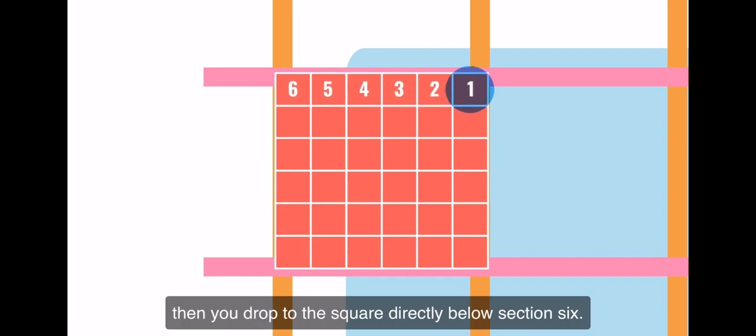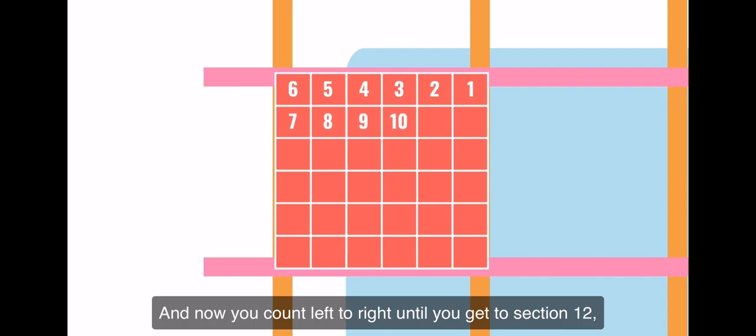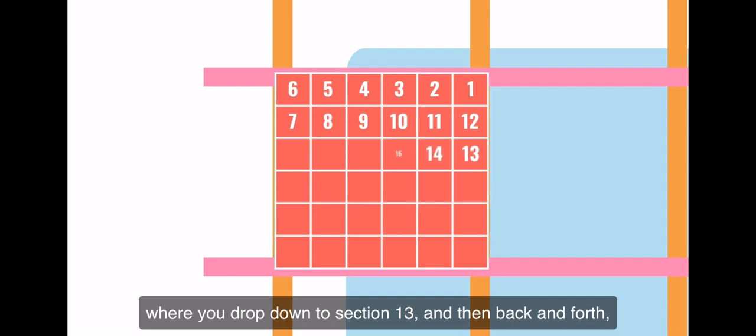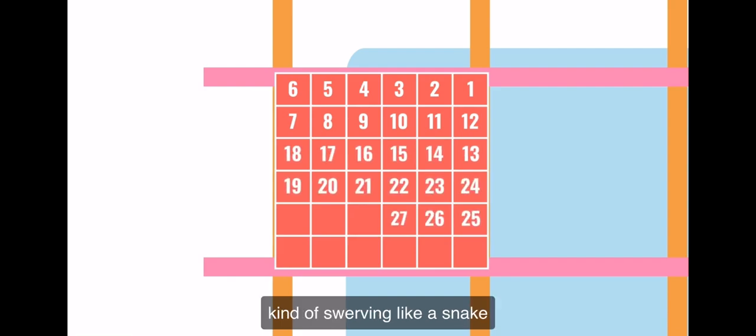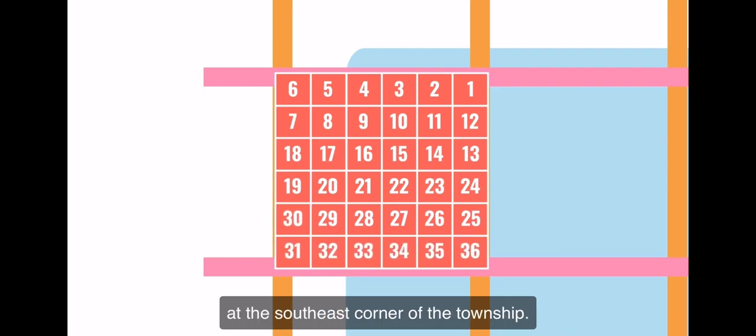Then you drop to the square directly below section 6. This is section 7. And now you count left to right until you get to section 12, where you drop down to section 13 and then back and forth, kind of swerving like a snake until you finally get to section 36 at the southeast corner of the township.